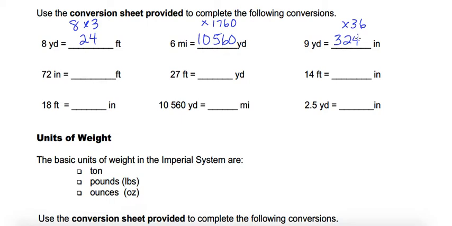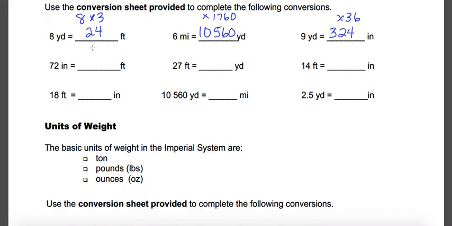Sometimes we'll be multiplying. If we are going from a larger unit to a smaller unit, we'll be multiplying. But if we're going from a smaller unit to a larger unit, then we're going to be dividing. So for example, if we're converting from 72 inches into feet, inches are smaller than feet, so this is where I'm going to divide. Again, if I look at my conversion chart, I need to divide by 12 to go from inches to feet, and 72 divided by 12 gives us 6.